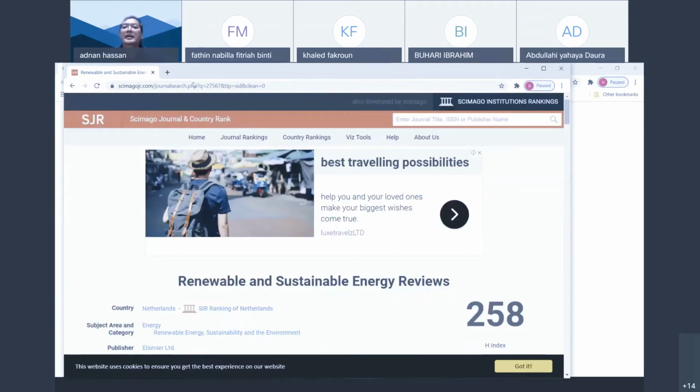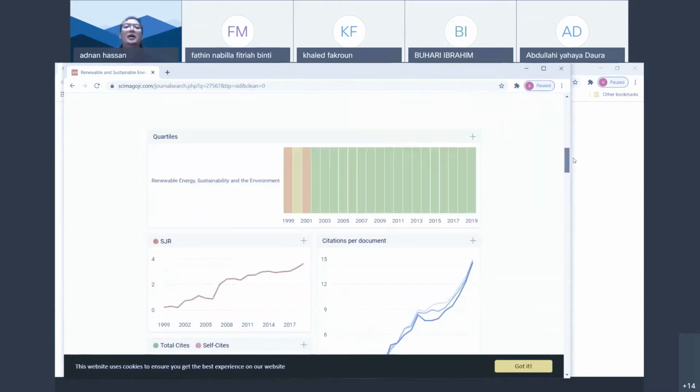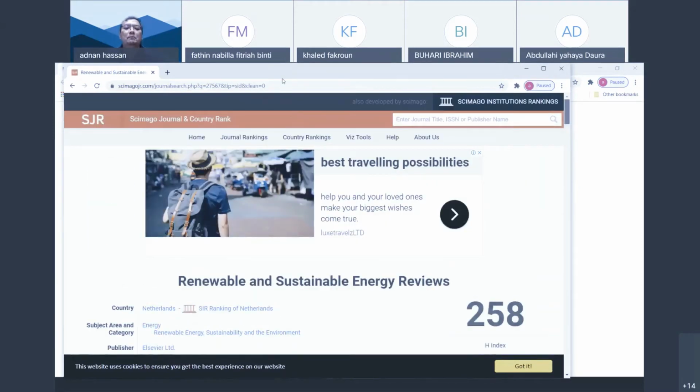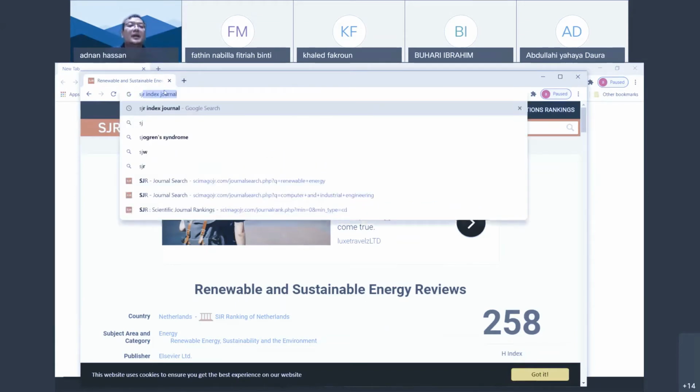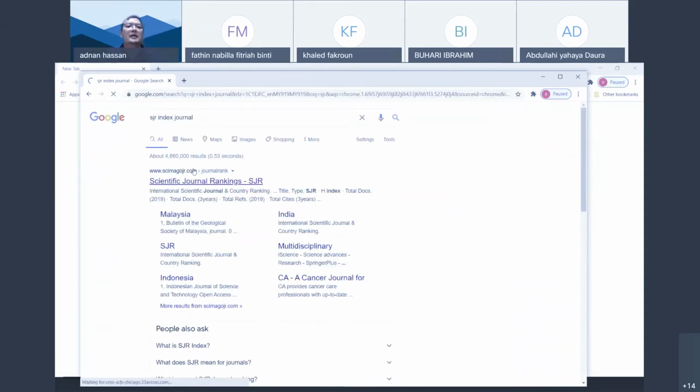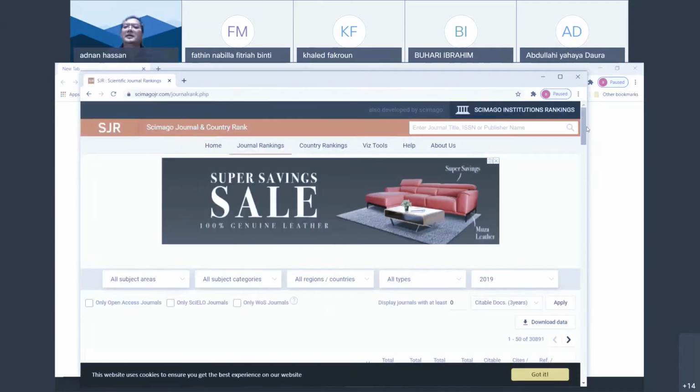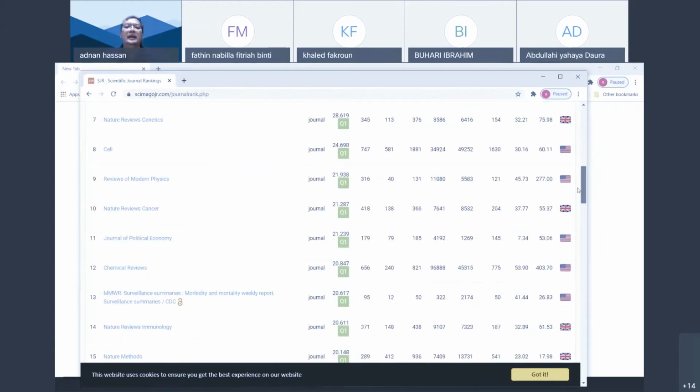Any question before I move on? These journals also compete among themselves. There are open source journals, and there are journals that require payment for publishing. So people are putting out rankings. If you want to know what SJR is, we can type SJR here. It is the Scientific Journal Ranking, which gives the ranking of journals.